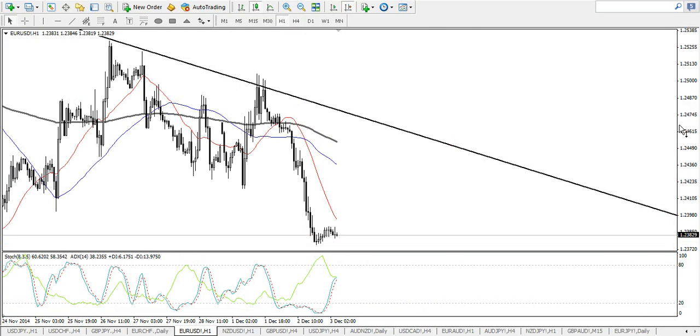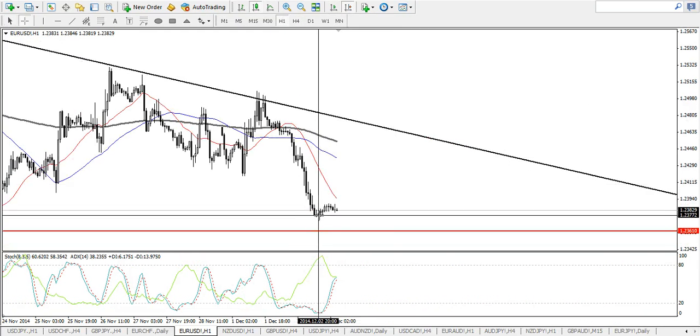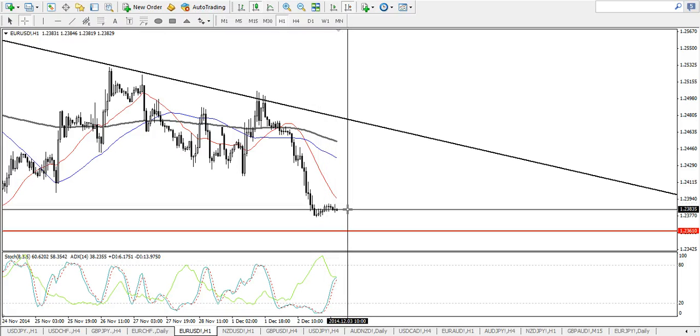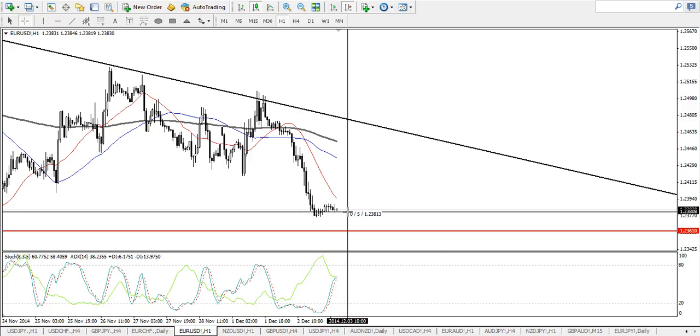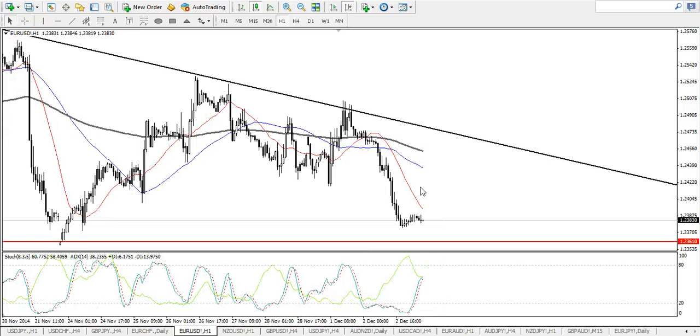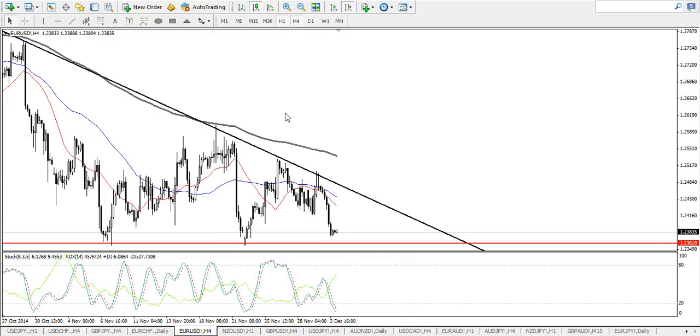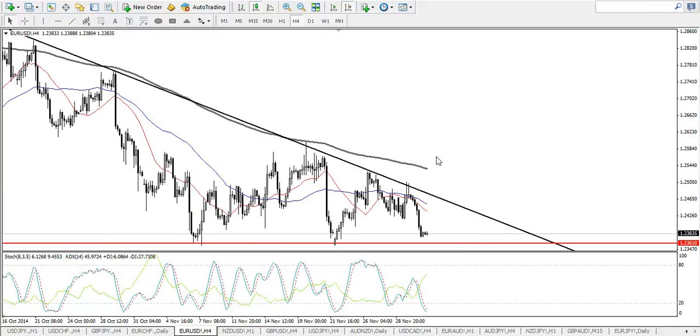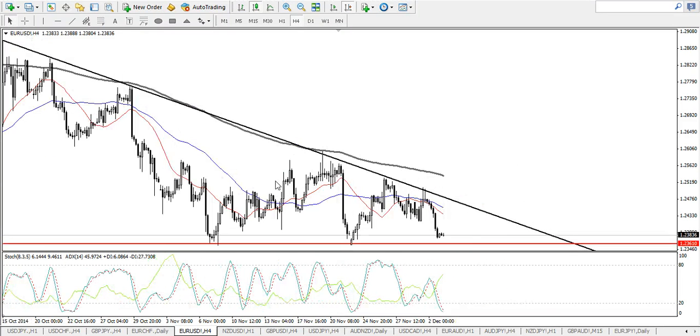If I zoom into a 1-hourly chart, yes, there's some exhaustion and stuff like that, but we do see that the possibility of it falling further is still pretty high. So just wait for price to touch the previous low at 1.2361, and decide whether you want to take partial profits or you want to take this trade out. So that's for the euro against the US dollar.